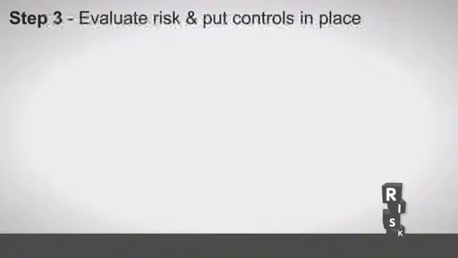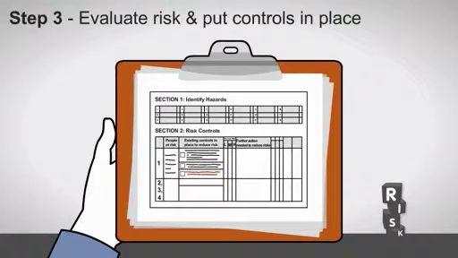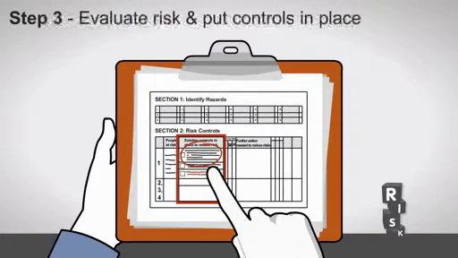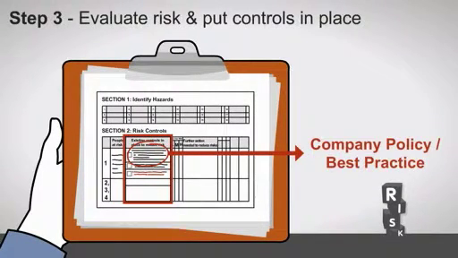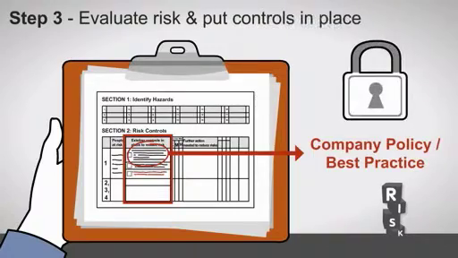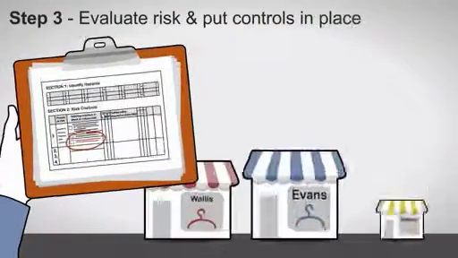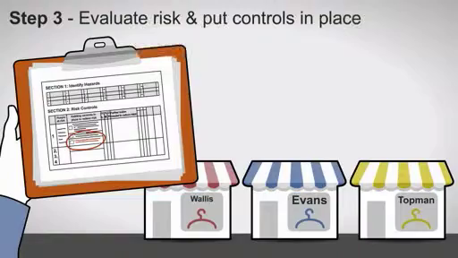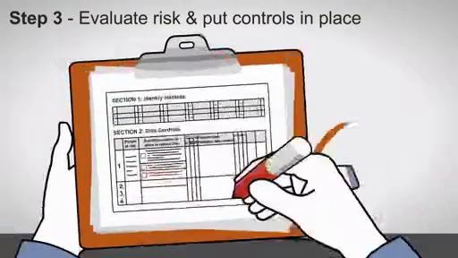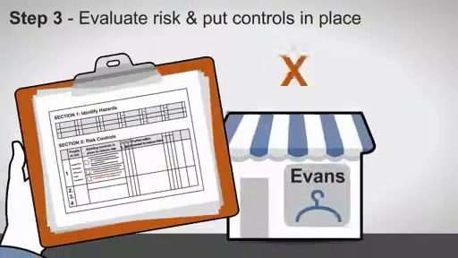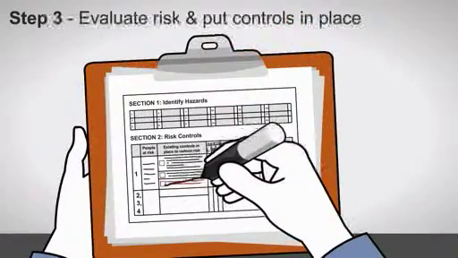Step 3. Evaluate risk and put controls in place. Controls which every store should have in place have been added in black. These are company policy, best practice, and are mandatory. Controls in red italics only some stores may require to have in place. If your store does, please tick the box. If your store does not, cross or delete the control.